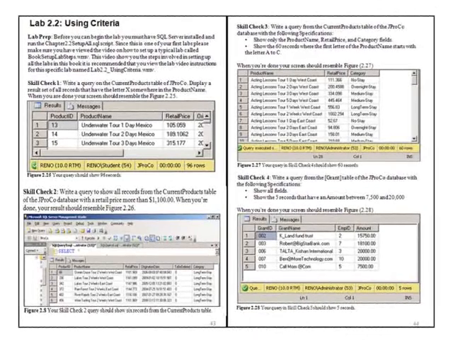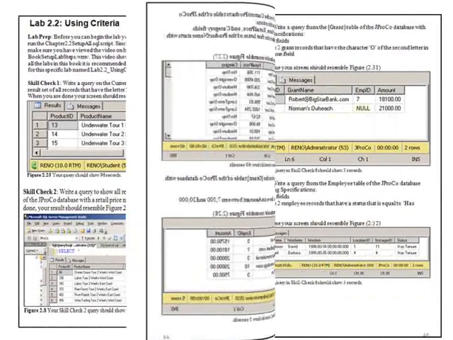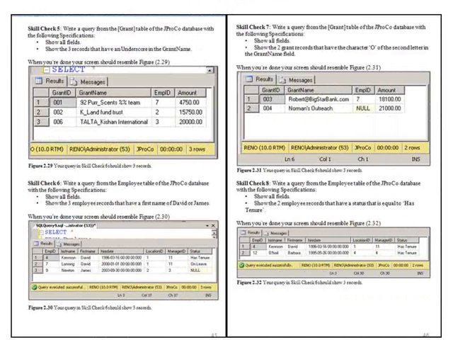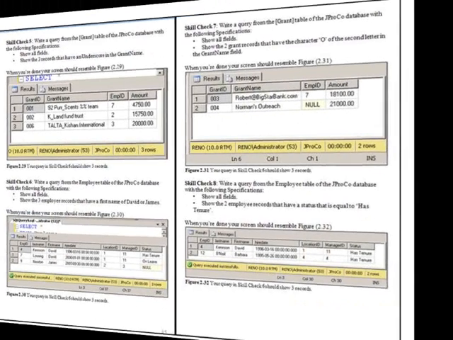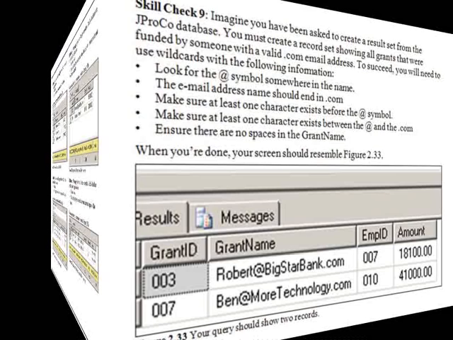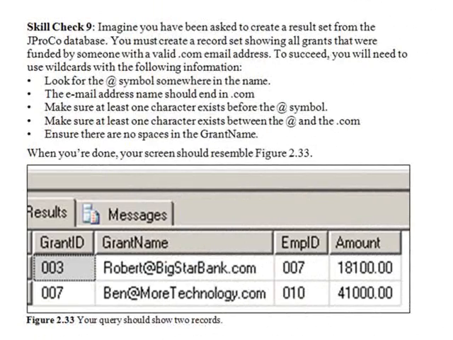Read, review, and complete the skill checks 2 through 8 you see on the screen. Pause as needed until you complete each one. With that practice under your belt, you're ready for the ultimate challenge, which is skill check 9.